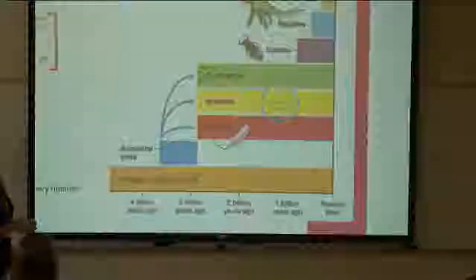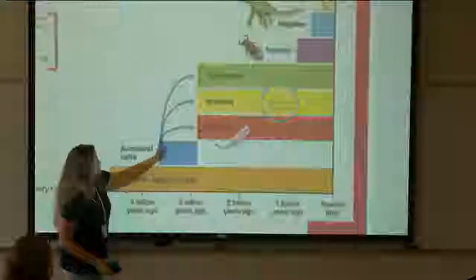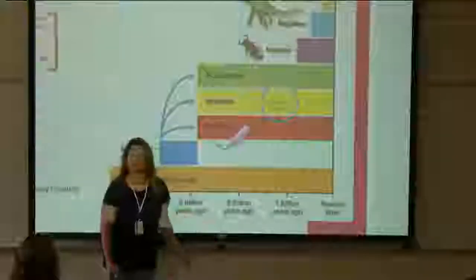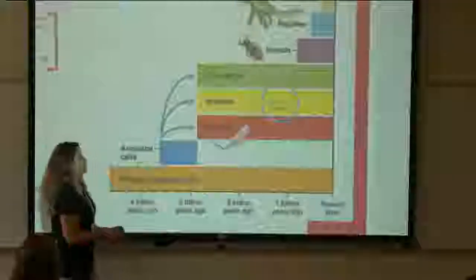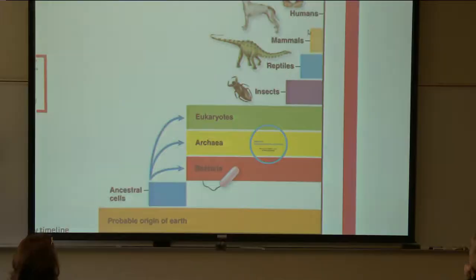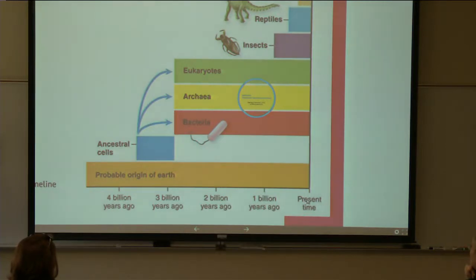So here we can see probable origin of the Earth, really long time ago, right? About here, these ancestral cells, so your first bacteria, we're looking at between 3 billion, 4 billion years ago. Within here, what do we see? We see bacteria, eventually archaea, and then something known as eukaryotes. So looking at these bacteria, about 3.5 billion years ago. If we scroll up here, look at us. Here's humans. All the way to the right, we're at the present time.